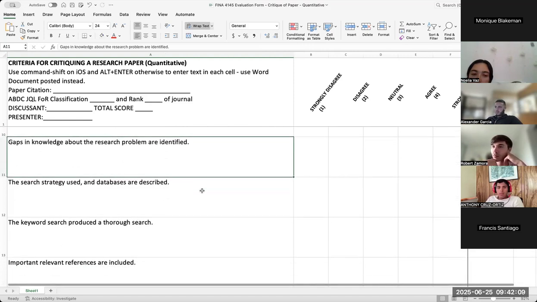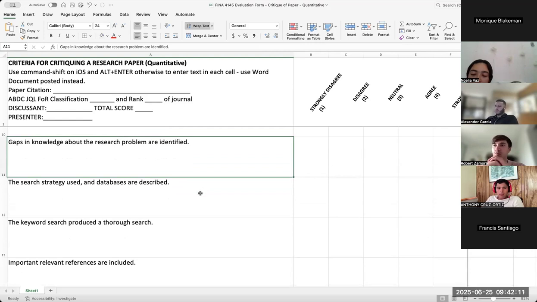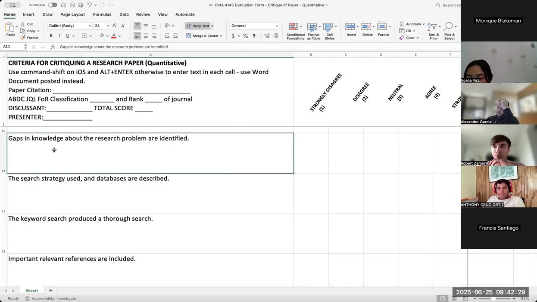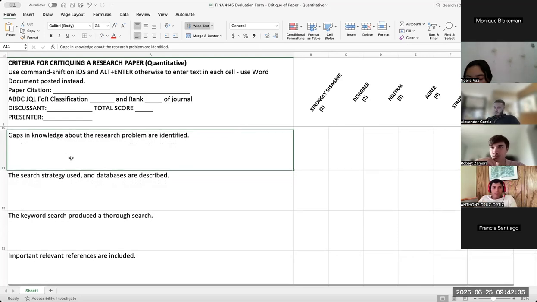Okay, gaps in knowledge about research problem are identified. So now you're going to position here. It should be positioning your research question among the literature showing there's no one who studied Puerto Rico, or there's no one who looked at the effect of technology on underwriting cycles, or there's no one. So that's where that has to be there. Okay. And that's going to be shown with the lit review.